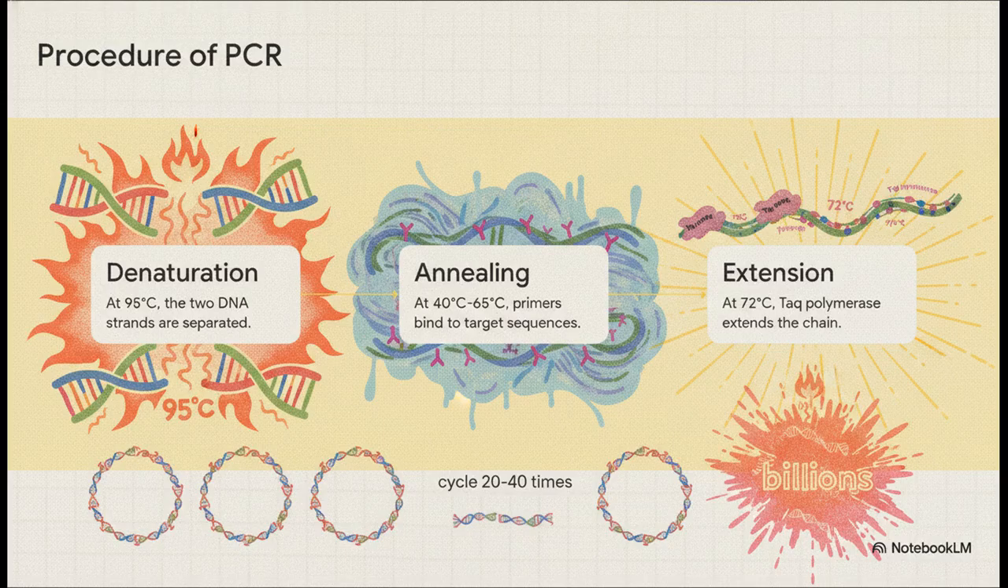And finally, Step 3 is extension at 72 degrees. This is where that heat-loving Taq polymerase really goes to work, extending the chain by adding those dNTP building blocks. You repeat this cycle 20 to 40 times, and boom, billions of copies.